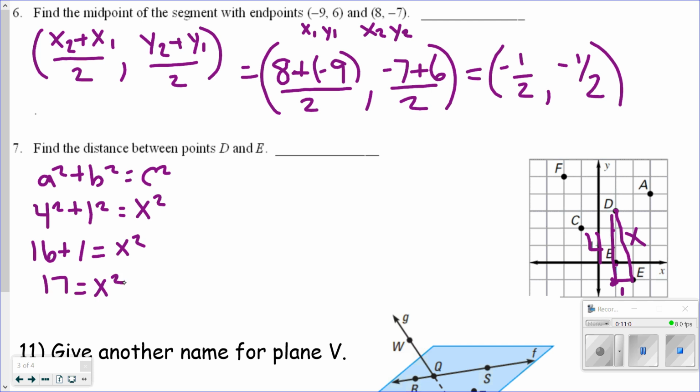And I still have X squared, but I don't care about what X squared is equal to. I want to know what is X equal to. So to get rid of the squared with my X, that means I have to do the square root of each side. So square root, square root. So the square root of 17 is equal to X. Or if I wanted to approximate this, I could say 4.1.